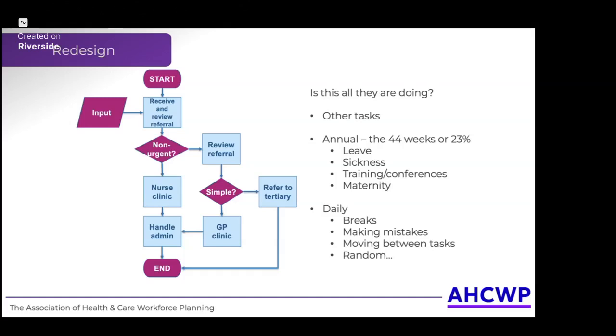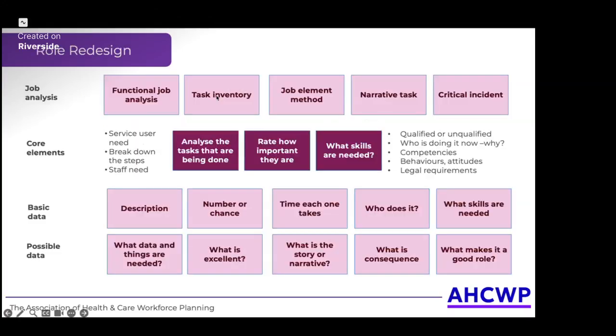That downtime is breaks, it's making mistakes, it's moving between tasks, it's random things. I once did some timings at a post office, for example, and one of the people in the queue fainted and needed to be helped. You can't put that in a process model unless you're very, very specific. So bear those in mind.